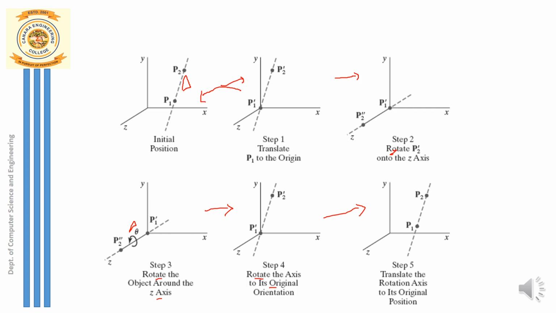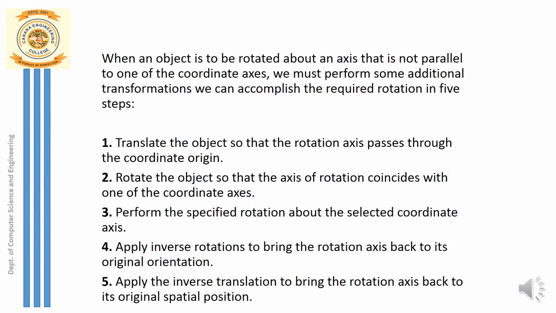So here you can see how an object can be oriented about a desired axis, and the desired axis here is the z-axis. So about a given line segment, if you are asked to orient the object along the z-axis, you have to carry out 5 steps. The first step would be to translate the object so that the rotation axis passes through the origin.